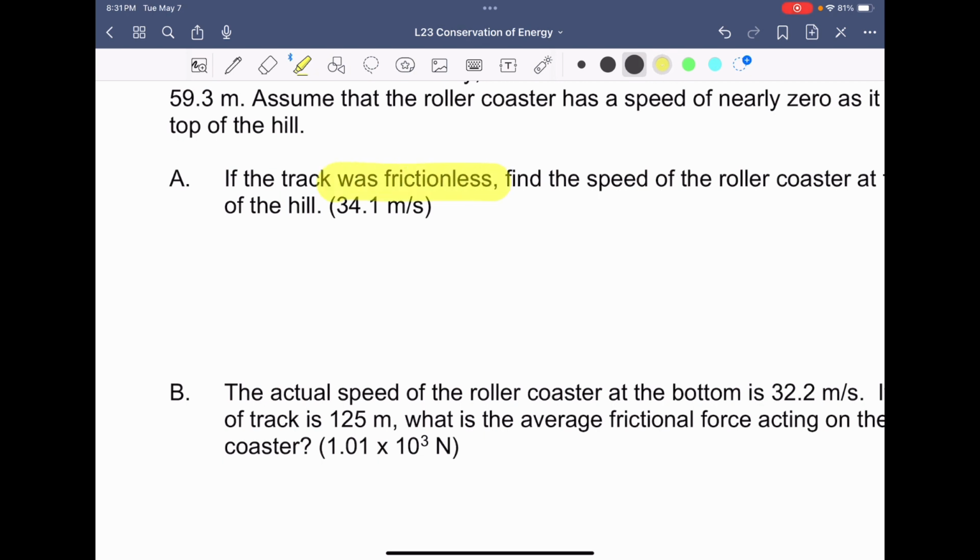Okay, right away, as soon as you see frictionless, you want to say that this is an isolated system, meaning there is no work done. We have some sort of direct energy transfer from one type to another.